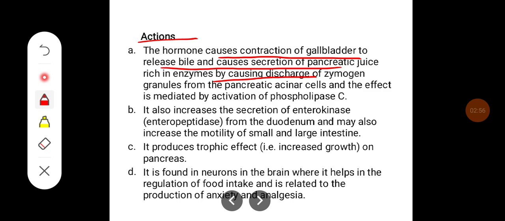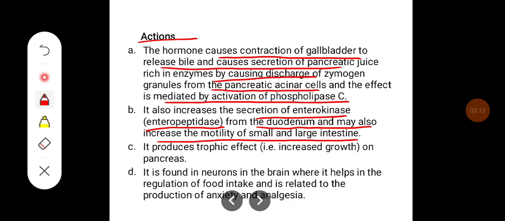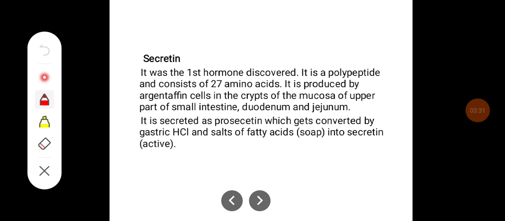by causing discharge of zymogen granules from the pancreatic acinar cells, and the effect is mediated by activation of phospholipase C. It also increases the secretion of enterokinase, that is enteropeptidase, from the duodenum and may also increase the motility of small and large intestine. It produces a trophic effect, that is, it has a growth effect on the pancreas. It is found in neurons in the brain where it helps in the regulation of food intake and is related to production of anxiety and analgesia.